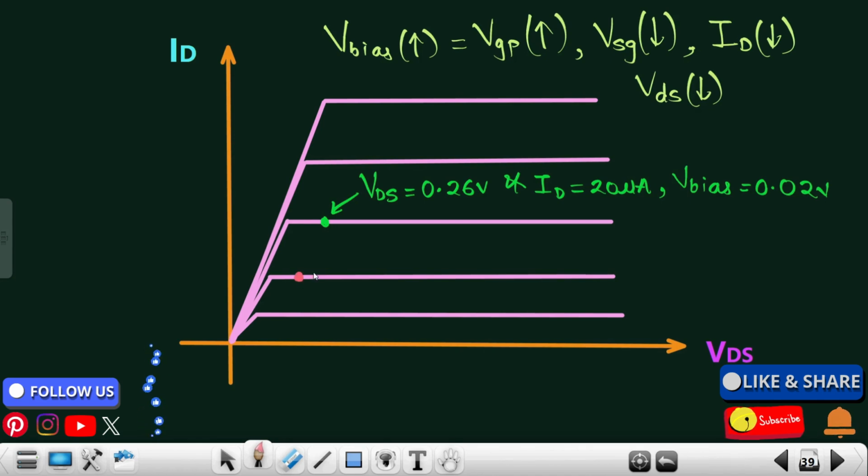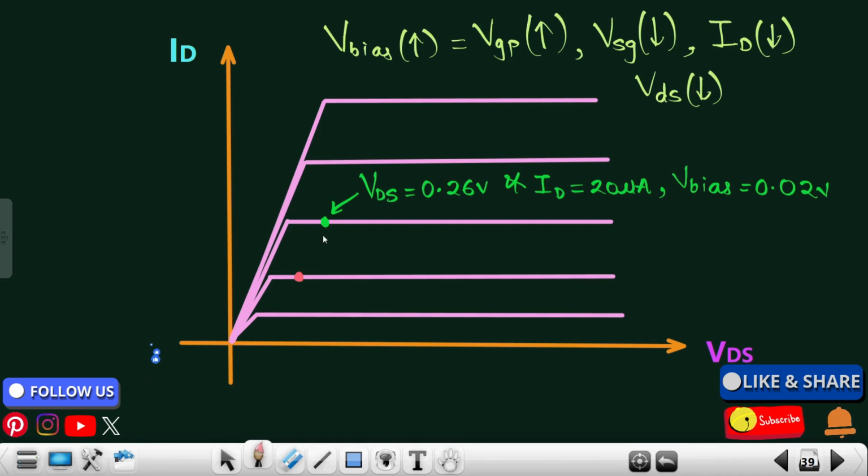Getting this particular point is very, very important, guys. Again, I'll just quickly revise. As my Vbias of the PMOS increased, VSG decreased. Along with VSG, my ID also decreased. And we also saw with the help of simulation that as Vbias increased, the VDS also decreased along with ID and VSG.